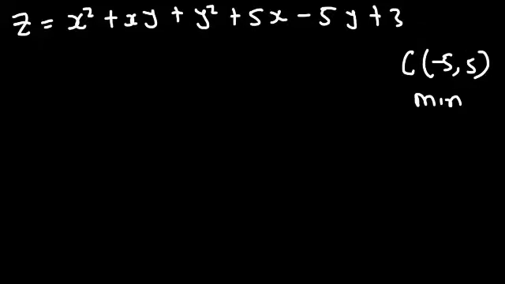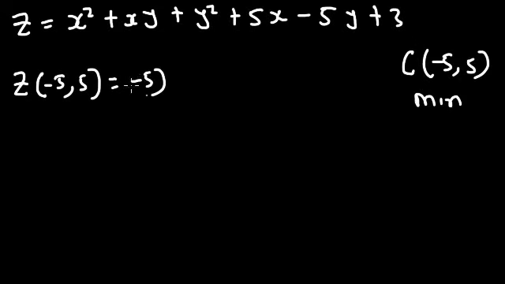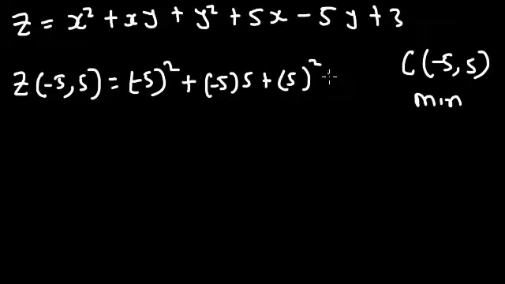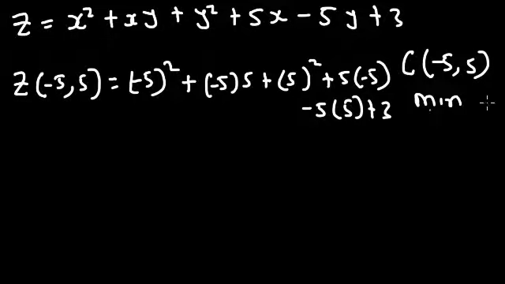And with that, you have your stationary value. So our stationary value, which corresponds to our minimum value, would be, okay, let's express it in a more generalizable form. Let it be z of minus 5, 5. So that will be minus 5 all squared, plus minus 5 times 5, and plus 5 squared, plus 5 times minus 5, minus 5 times 5 plus 3.